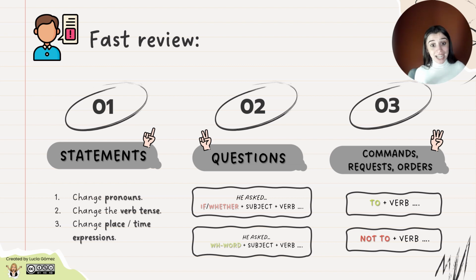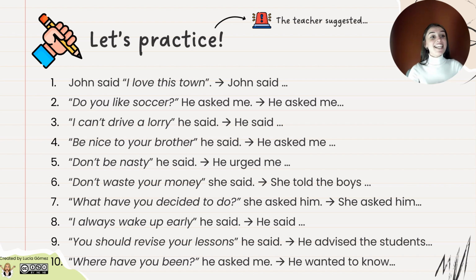Then, last but not least, commands, requests, and orders. As I mentioned a step before, we need to introduce them with to and not to, plus the infinitive form of the verb. This said, it's time to practice. And yes, this is the typical example. Here you can see different sentences that are combined. We can see how statements, questions, and commands appear together. So take your time, try to do everything, and then we check it together.